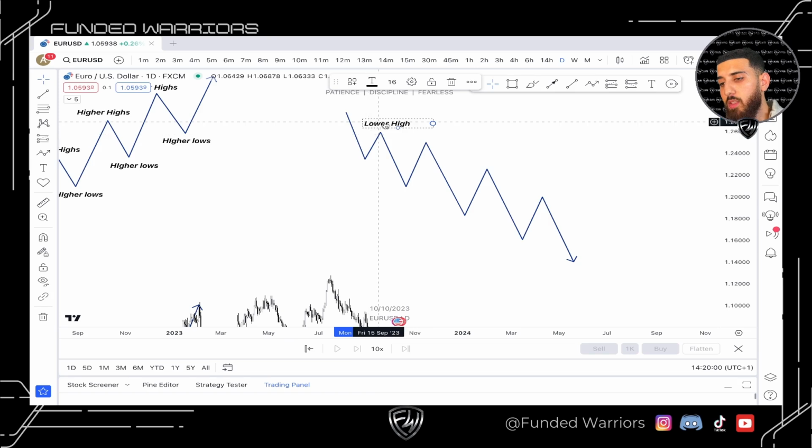Before price went into that bearish trend, we call this of course a bearish trend. Once price went into this bearish trend, the previous low of this trend was here. What did price do? It breached this point right here to create a new lower low. So we'll label this one a lower low.